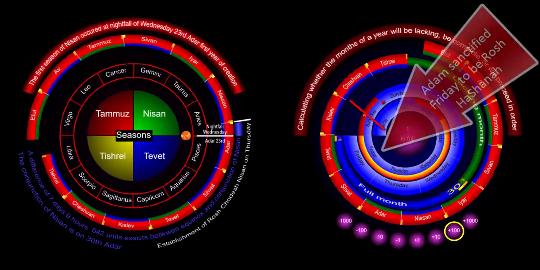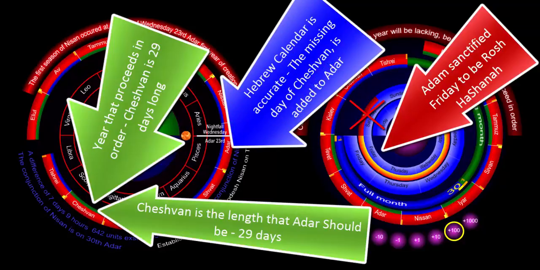But Adam sanctified Friday, the day that the conjunction took place, to be Rosh Hashanah. Due to this action, the first year is shorter by 1 day, and the months are calculated according to a year that proceeds in order, which means that the month of Cheshvan will be 29 days long and not 30, because this Cheshvan is established to be 29 days long. But since in the Hebrew calendar you cannot miss a day, the missing day of Cheshvan was added to Adar.